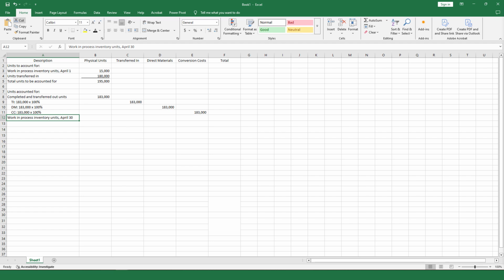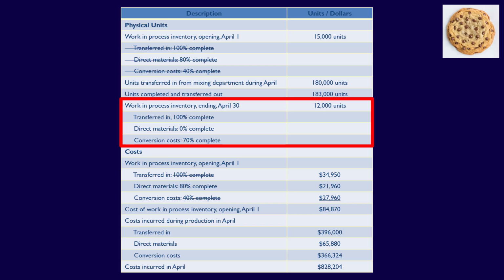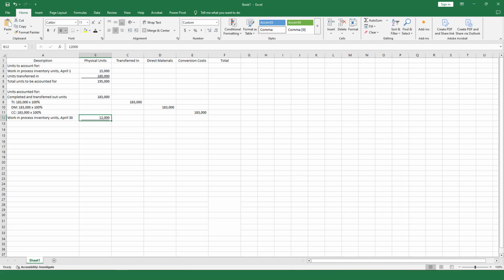How many incomplete physical units do we have on that date? From the question information, we know that on April 30th, there were 12,000 physical units on hand. Those physical units are 100% complete with regards to the transferred in, 0% complete for the direct materials, and 70% complete for the conversion costs. We can now use this information to determine the number of equivalent units for the ending work in process inventory at April 30th. First, we enter the number of physical units, 12,000, at April 30th.